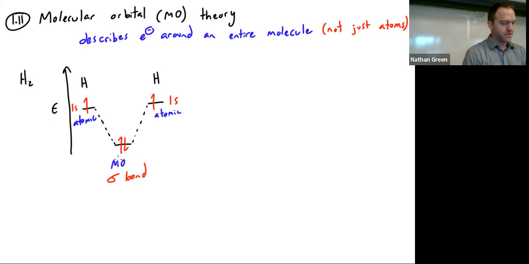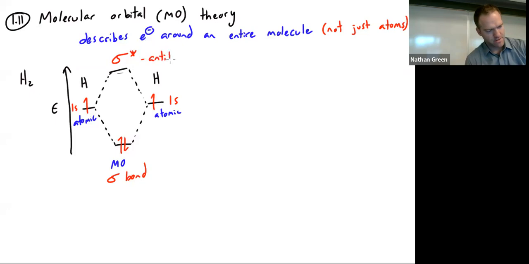This is a constructive interference. I have a wave coming together, so the other wave matches it, and the wave gets twice as high. They can also destructively interfere with one another and go to a higher energy state, what we would call a sigma star, or an antibond.